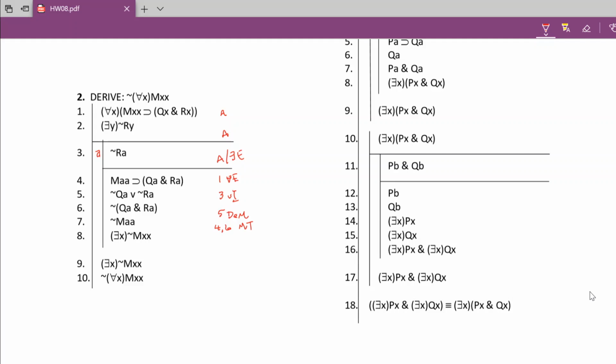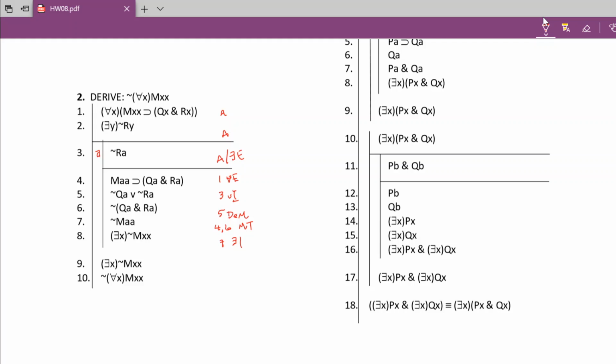So we have the conditional on line 4 and the denial of its consequent on line 6, right? And the conclusion, or the sentence inferred, is the negation of the antecedent of the conditional. That's modus tollens. And then line 8 is existential introduction on line 7. Line 7, existential introduction. So then we're ready for this application of existential elimination.